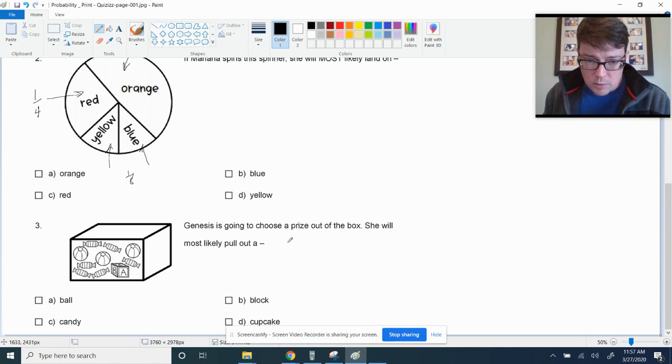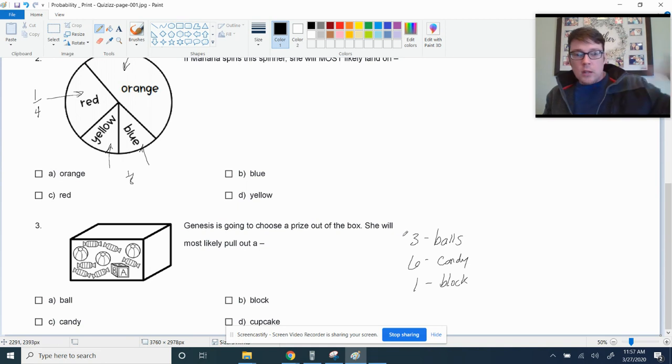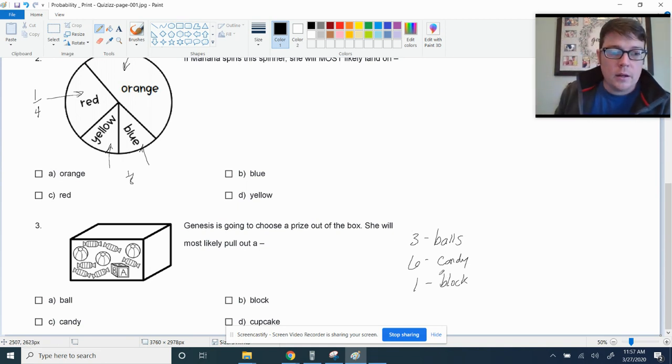Genesis is going to choose a prize out of the box. She will most likely pull out a blank. All right, let's see what we got in here. We've got 3 beach balls. We've got 1, 2, 3, 4, 5, 6 pieces of candy. And then it looks like there is 1 block. So out of the 10 things that could get pulled out of the prize box, 6 of them are pieces of candy. And a cupcake has 0% chance of happening because I don't see any cupcakes in there.